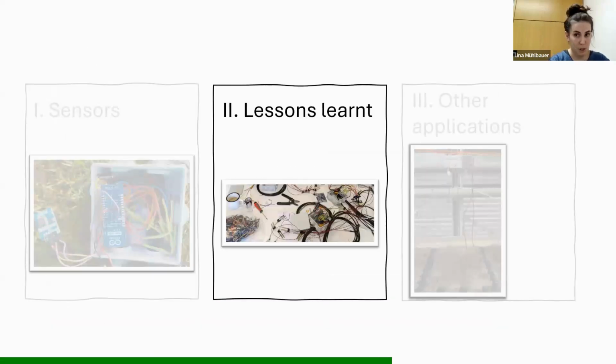That was our sensor network. I will now continue to talk about some lessons we learned from that.